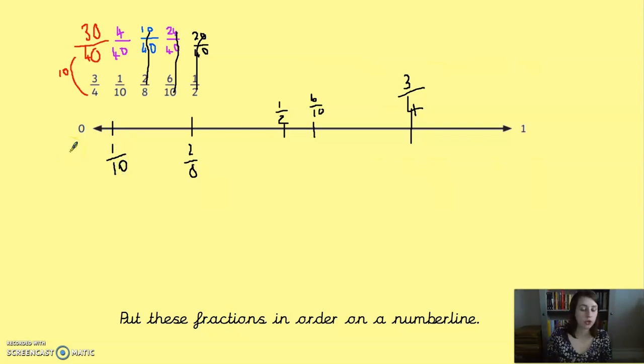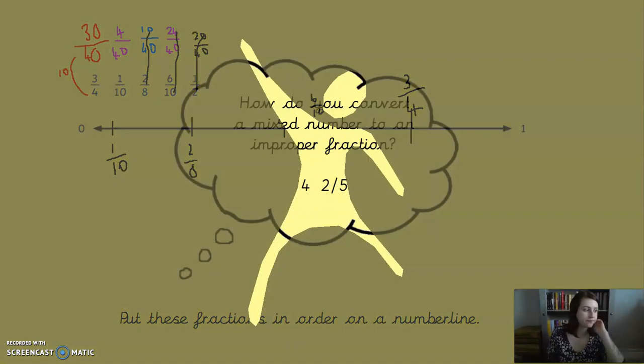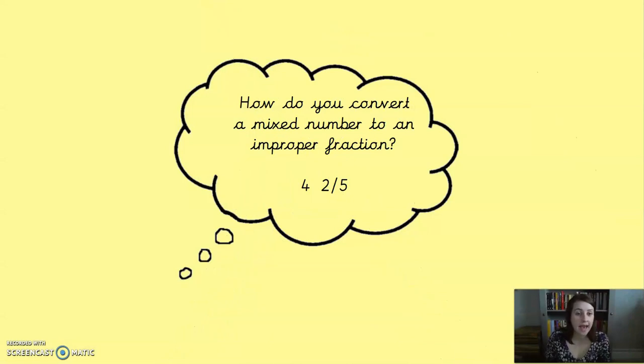So if you're comparing or ordering them, always convert them into the same denominator, because then it's really easy to see which one's smallest and which one's biggest. So hopefully we remember that one. Okay, how do we convert a mixed number to an improper fraction? This should be a quick recap, a quick fix.